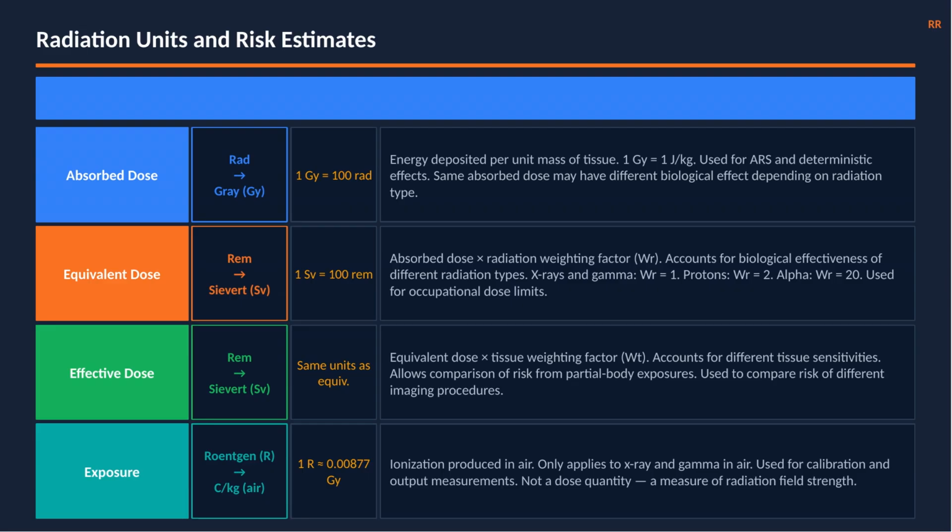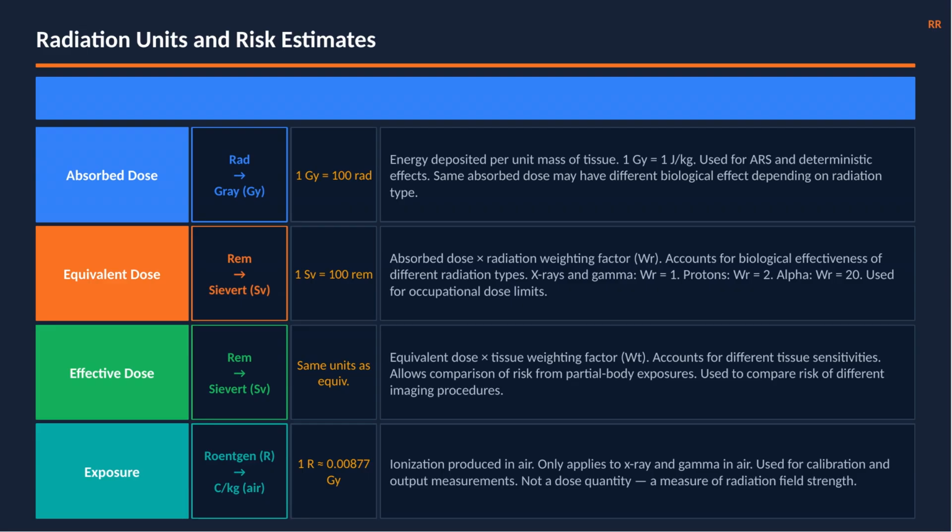Exposure. Traditional unit, roentgen, R. SI unit, coulombs per kilogram. Definition: ionization produced in air by X-rays or gamma rays. Applies only to air, not tissue. Used for equipment calibration and output measurements. Not a dose quantity. It measures the radiation field, not what the patient absorbs.